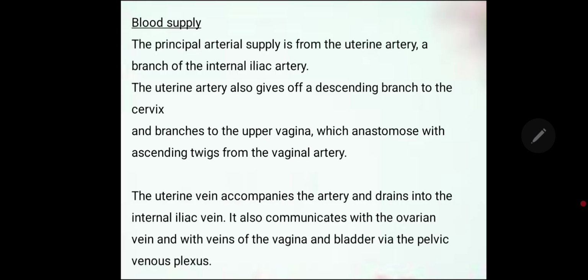The blood supply of the uterus is mainly from the uterine artery, which is a branch of the anterior division of the internal iliac artery. This uterine artery gives off branches to the cervix and upper vagina, and also anastomoses with the ovarian arteries to supply the uterine fundus and fallopian tubes. The uterine vein accompanies the artery and drains into the internal iliac vein. This uterine vein communicates with the ovarian, vaginal, and vesical veins to form what we call the pelvic venous plexus.